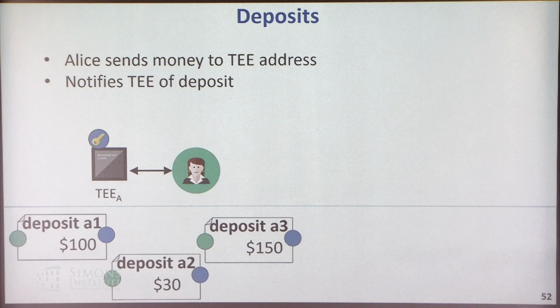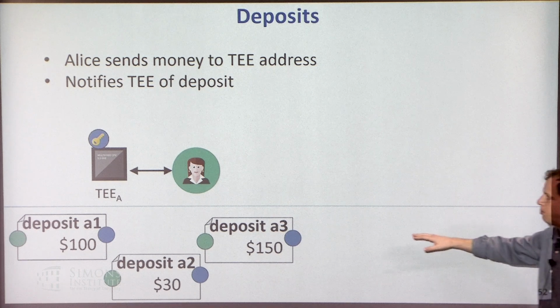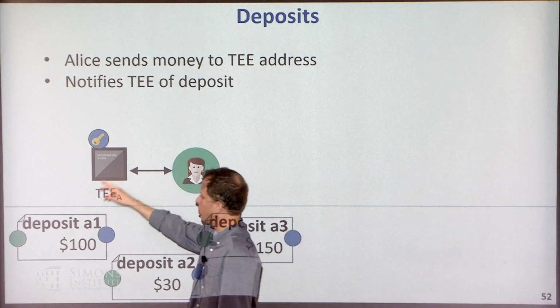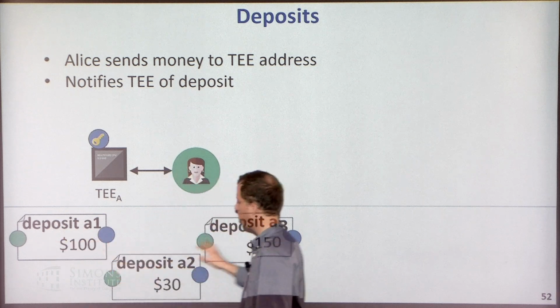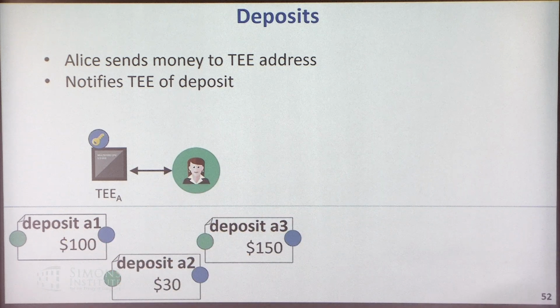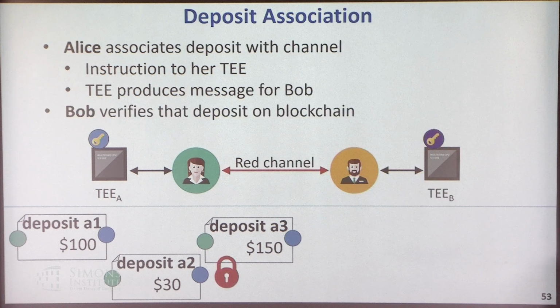So the process is the following. First of all, they need to deposit some money into the blockchain, right? So Alice pays her TE. This is money that goes from Alice to her TE, and she has multiple such deposits. Now, she tells her TE, this is my deposit, and it's on the blockchain. Note that the TE cannot validate this, right? The TE doesn't have direct access to the blockchain. But we don't need that, that's fine.